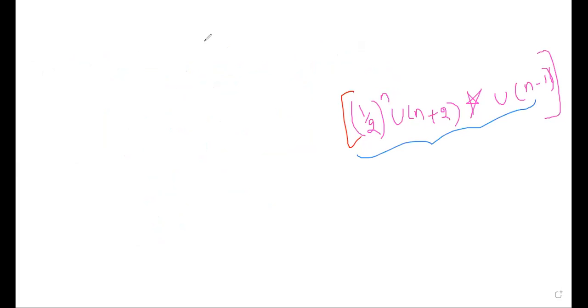So let me draw the first term. My first term is (1/2)^n u[n+2]. Can anybody tell me from which range I will get the answer? This is my y-axis. So I will get -2, -1, 0, 1, 2 like that. And my amplitude is (1/2)^n, so I will be getting an exponential signal. I hope you are all understanding this.